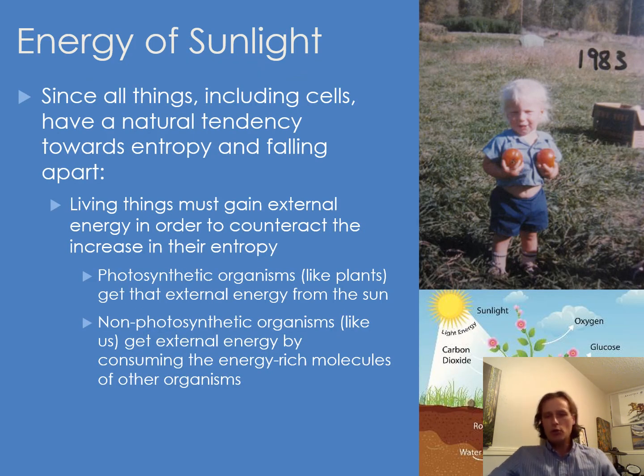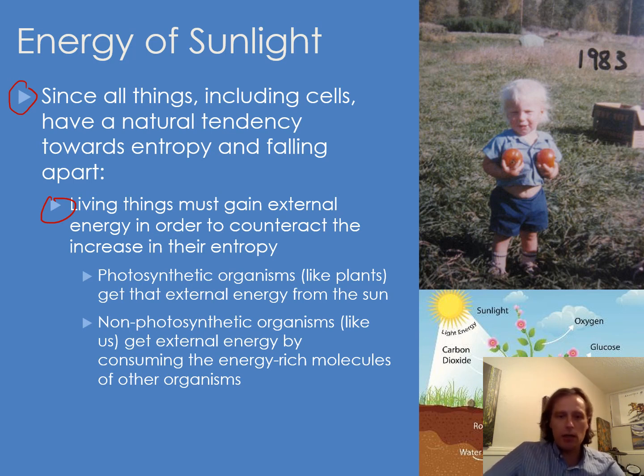Living things need to use energy to maintain homeostasis, to maintain balance in their cells, to get work done, to keep themselves alive. So the energy that ultimately sustains all of us comes from sunlight. Since all things, including cells, have a natural tendency towards entropy and falling apart, living things must gain external energy in order to counteract the increase of their entropy.